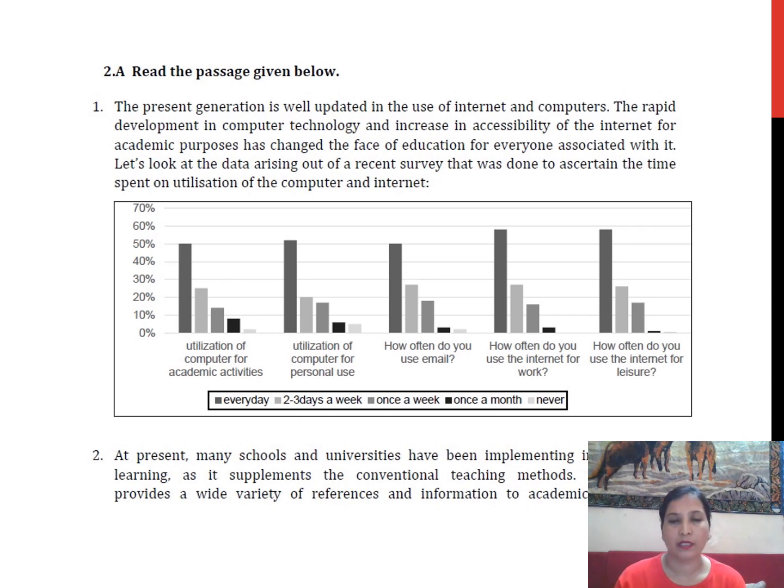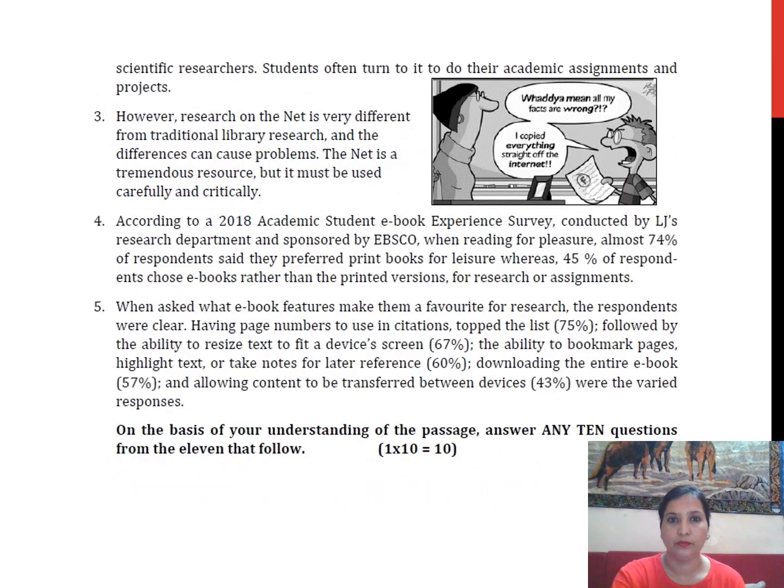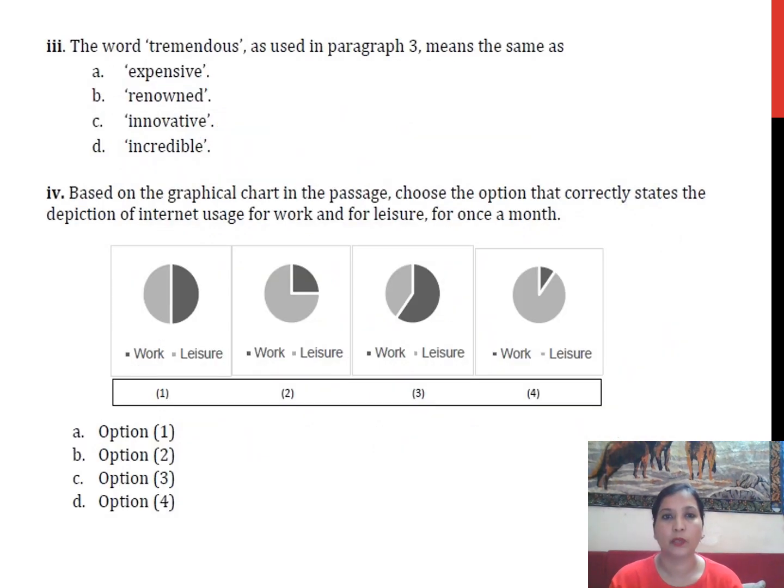So as you can see, the passage is given and the bar graphs are also shown. So it is in continuation. The passage will be somewhat like this, where you have some data given to you, and the questions. Now on the screen you can see the questions.